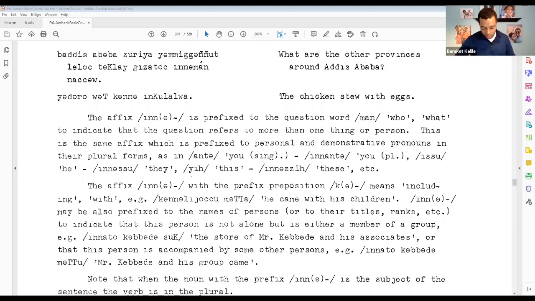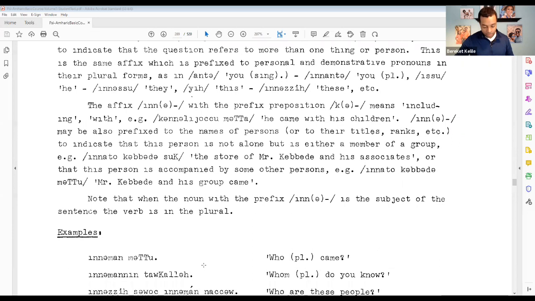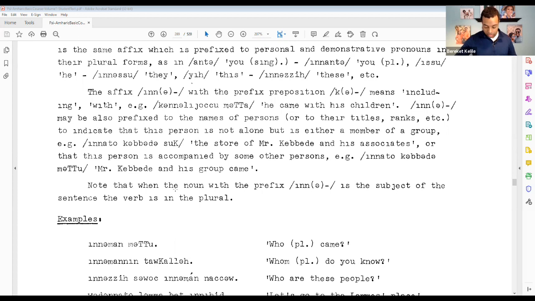It could also be used with the preposition ka, in which it means including or with, and with the example that they give here, Kanilajochu Mata, he came with his children. It can be prefixed to names as well, or titles to indicate group membership, such as Anato Kabata Suk, the store of Mr. Kabata and Associates. It can also be used to indicate that the person is accompanied by others, such as with the example, Anato Kabata Matu, meaning Mr. Kabata and his group came.